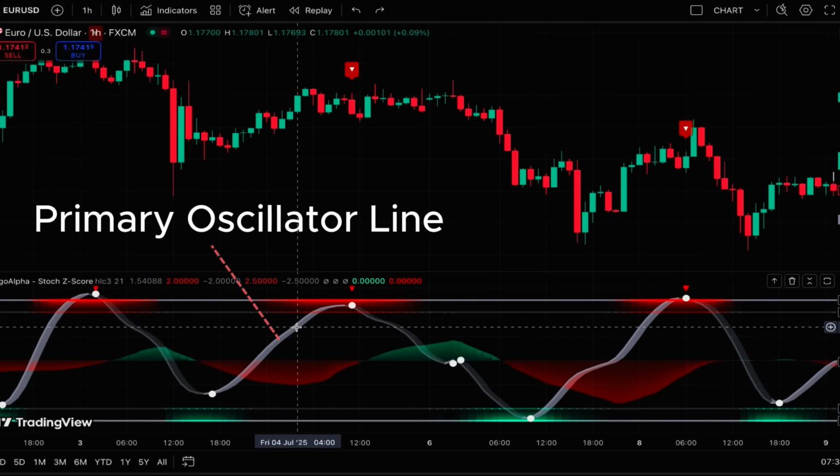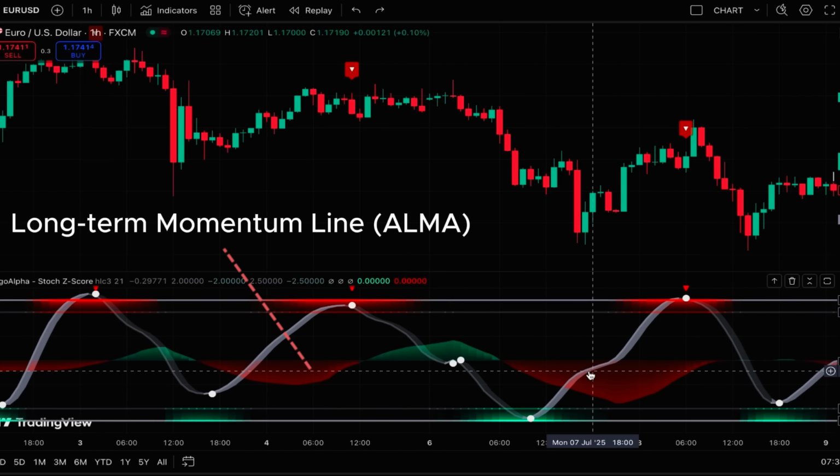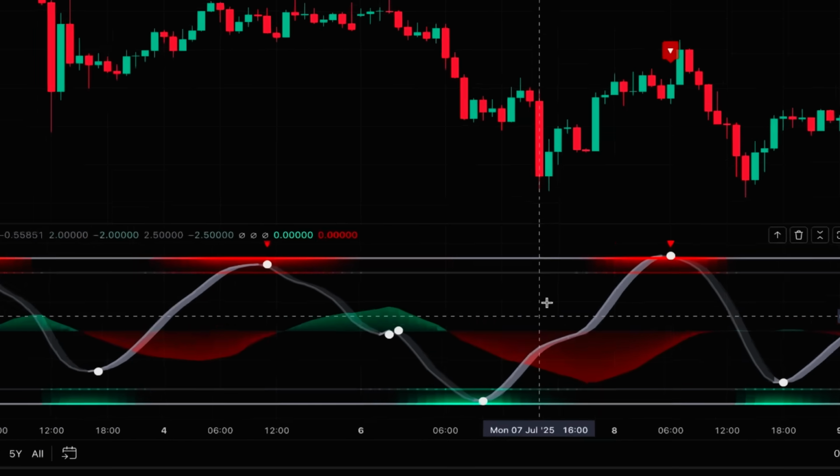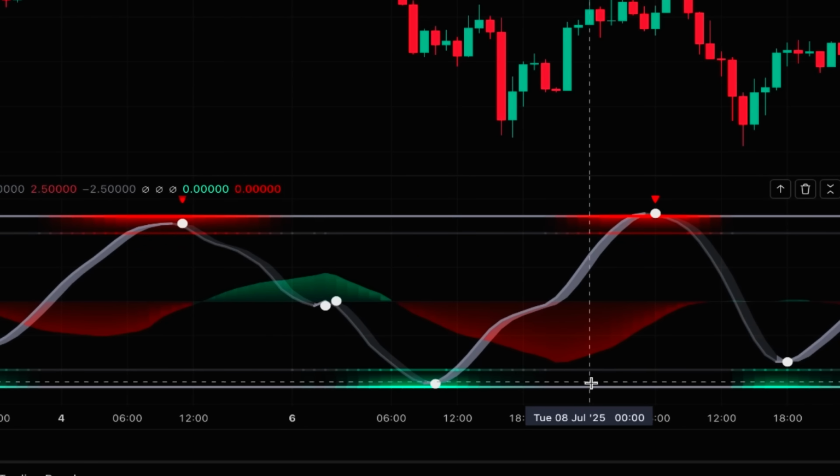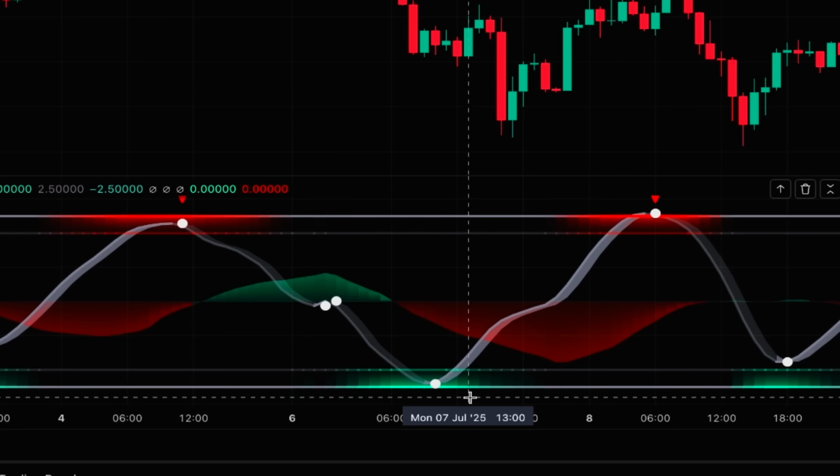So this line is the primary oscillator line, which is actually a smoothed stochastic Z-score, and it will help us with short-term momentum changes. And then we have this histogram here, which is actually the ALMA of the Z-score, and it will help us with longer-term momentum. We have also dynamic bands at 2 and 2.5, and here -2 and -2.5, and these are used for identifying extreme momentum zones, which can be a signal for overbought and oversold conditions.